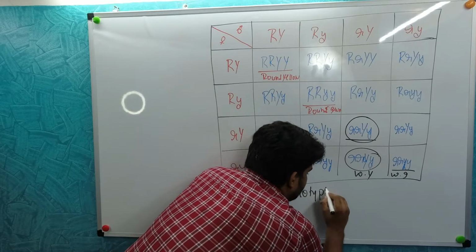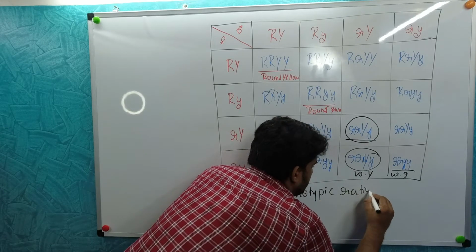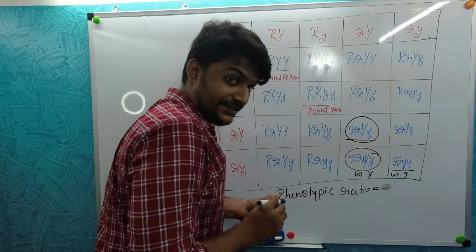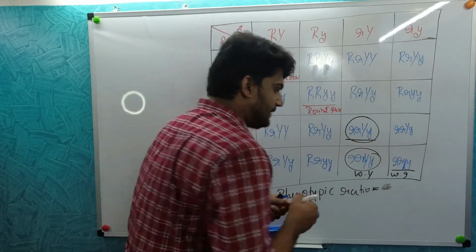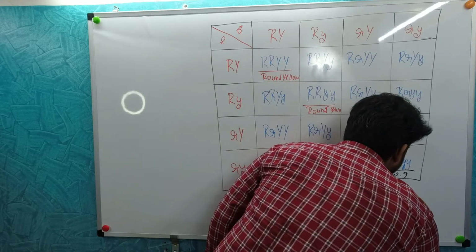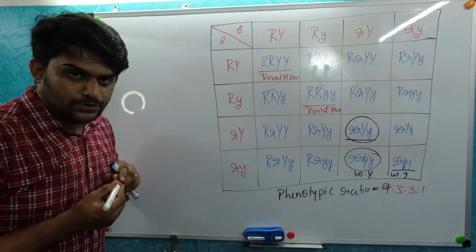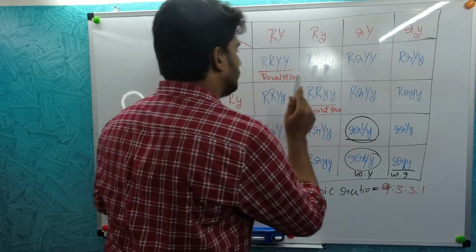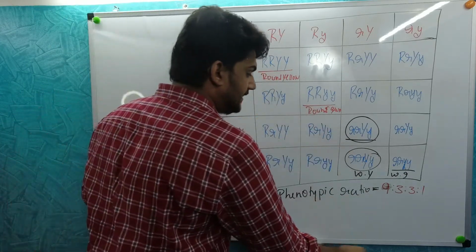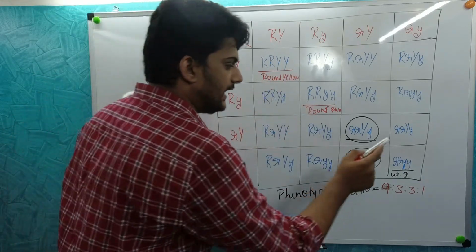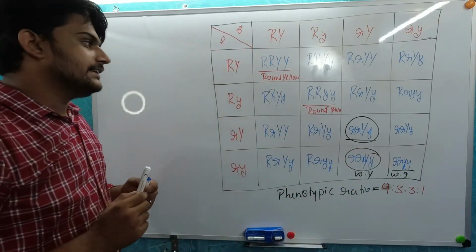I'm going to write over here, phenotypic ratio of, I'm going to write in different ink because it's very easy to identify, 9:3:3:1. So this is the phenotypic ratio what we get. 9 round yellow, 3 wrinkled yellow, 3 round green, and 1 is wrinkled green.